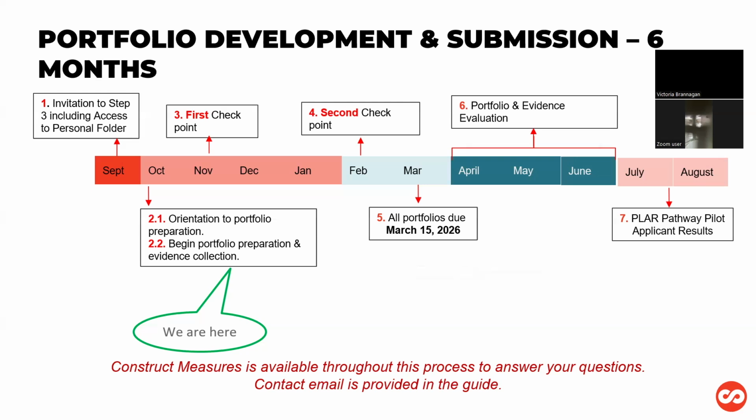So to summarize, you have 6 months to prepare your portfolio and submit it. One checkpoint in November, a second one in February 2026, a hard submission deadline in mid-March, and then evaluation and results in summer. Remember, although we only have 2 checkpoints, we're always available to support you. So please send your questions to the email provided in the guide. Now that you've seen how the overall process works, let's look at what happens once your portfolio has been reviewed.